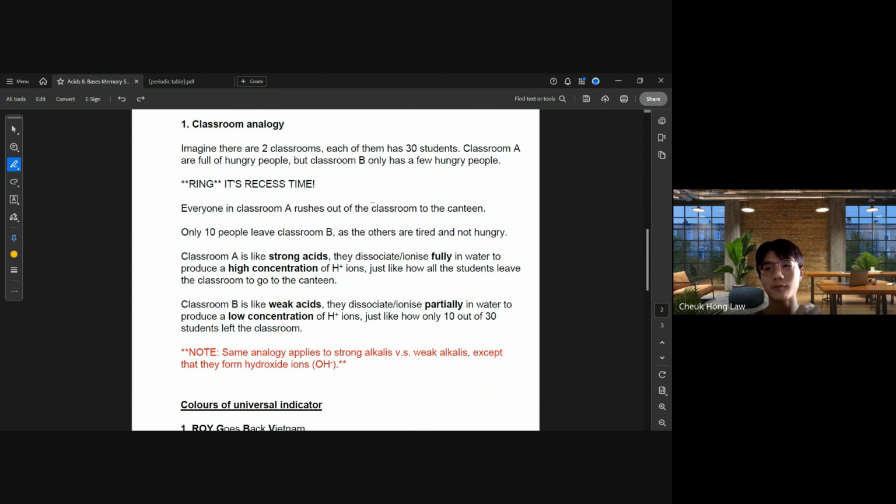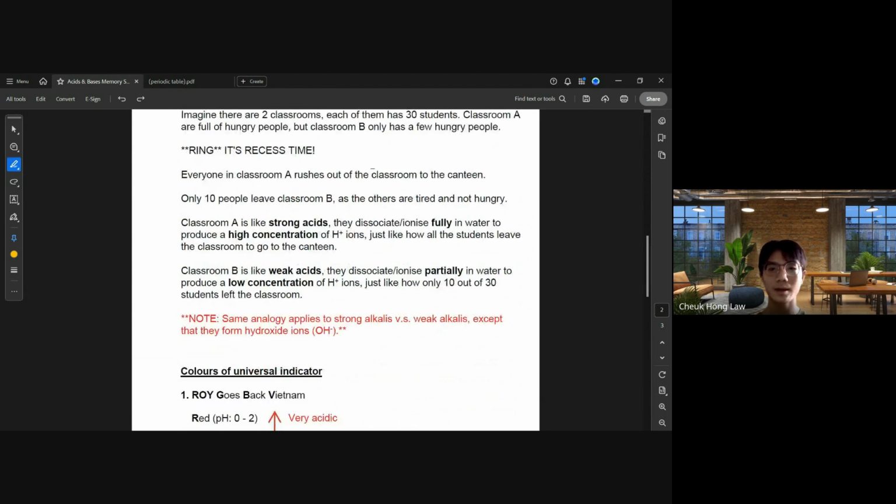So only 10 out of 30, that is a low concentration of students. Okay, low concentration of hydrogen ions. And take note, this same analogy applies to strong alkalis versus weak alkalis. The only difference is instead of producing a high concentration of hydrogen ions, it will be a high or low concentration of hydroxide ions, your OH minus ions for alkalis.